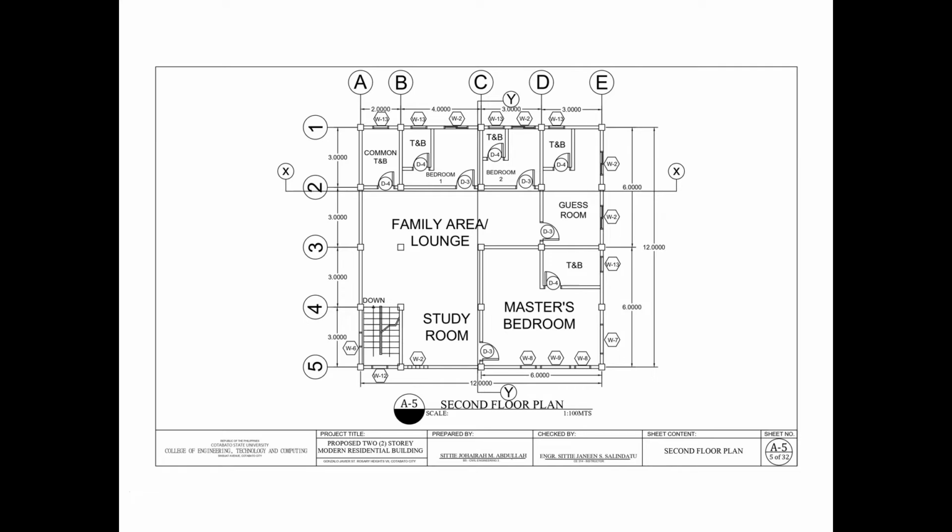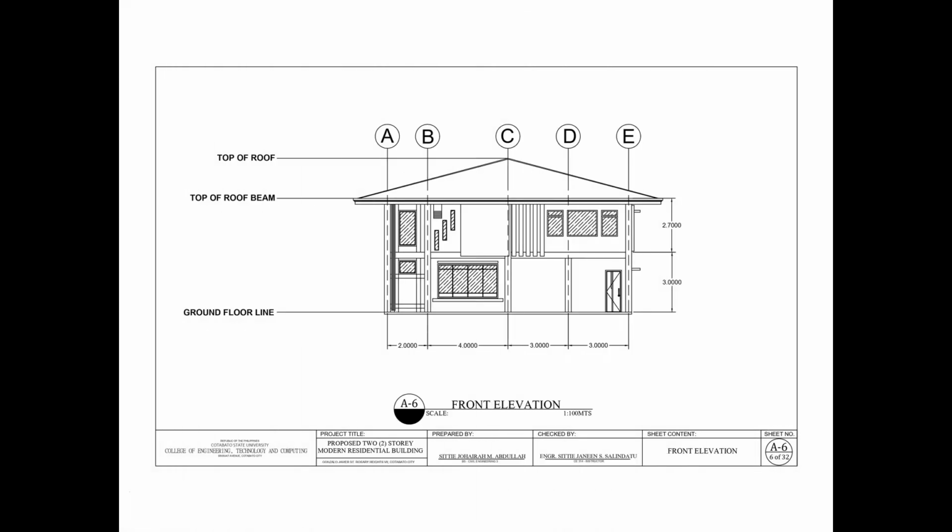The next one is the elevations. Elevations refer to orthographic projections of the exterior, or sometimes the interior, faces of a building. That is a two-dimensional drawing of the building's facade. So these elevations consist of four.